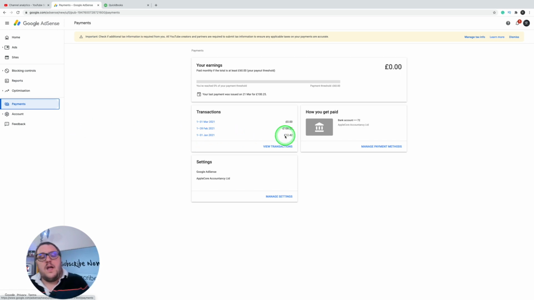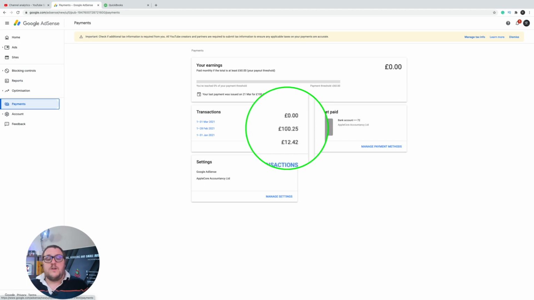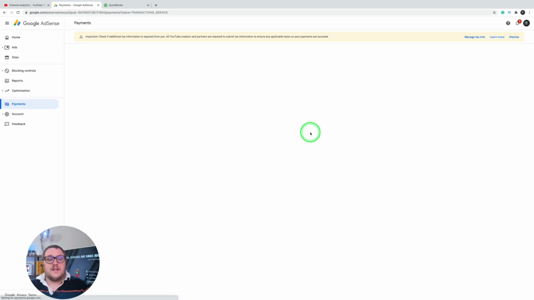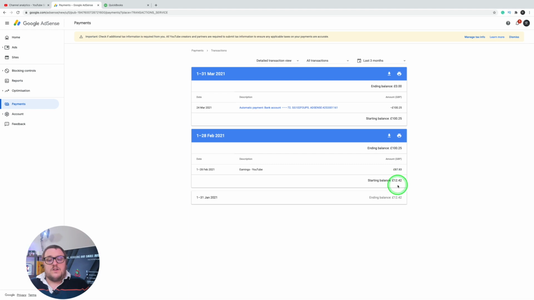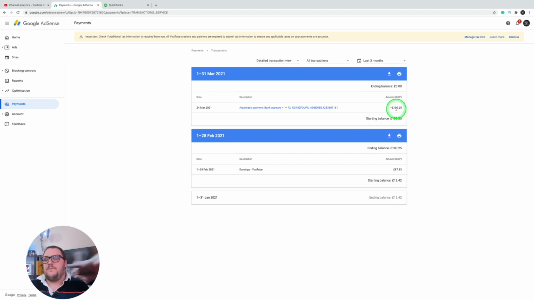In my case here, I received the first one of £12.42 and then it went up to £125 in the next one. If I view my transactions, you can see the money that's come in. I've had £12.42 at the beginning, £87.83 during that period, giving me £125 that's come out into my bank account. So it's that £125 that I'm going to see in my bank account, and realistically that's the figure I want to be including in my tax return.